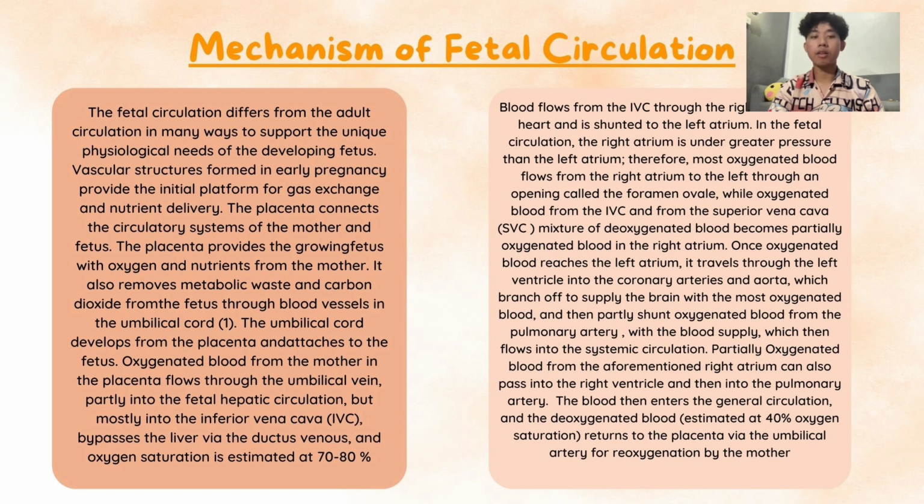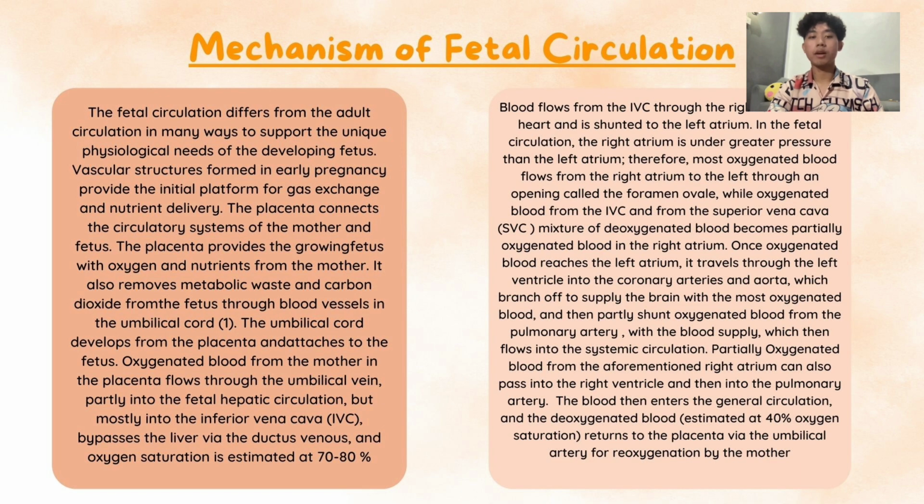The placenta connects the circulatory system of the mother and fetus. The placenta provides the growing fetus with oxygen and nutrients from the mother. It also removes metabolic waste and carbon dioxide from the fetus through blood vessels in the umbilical cord. The umbilical cord develops from the placenta and attaches to the fetus.